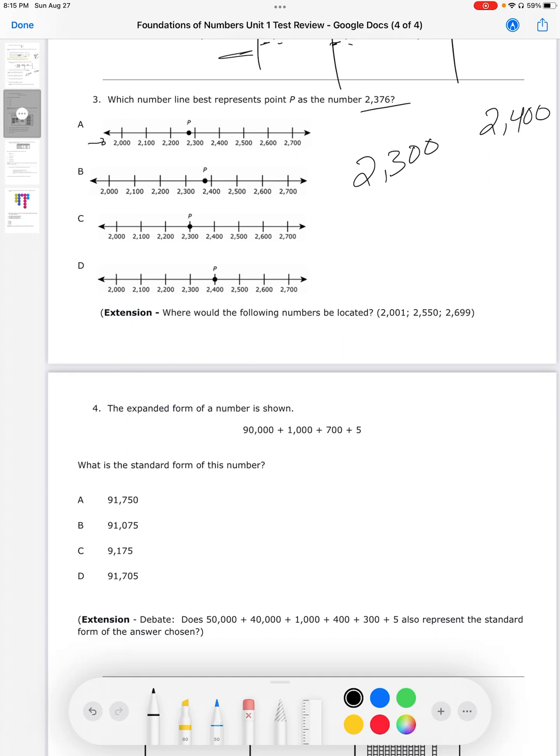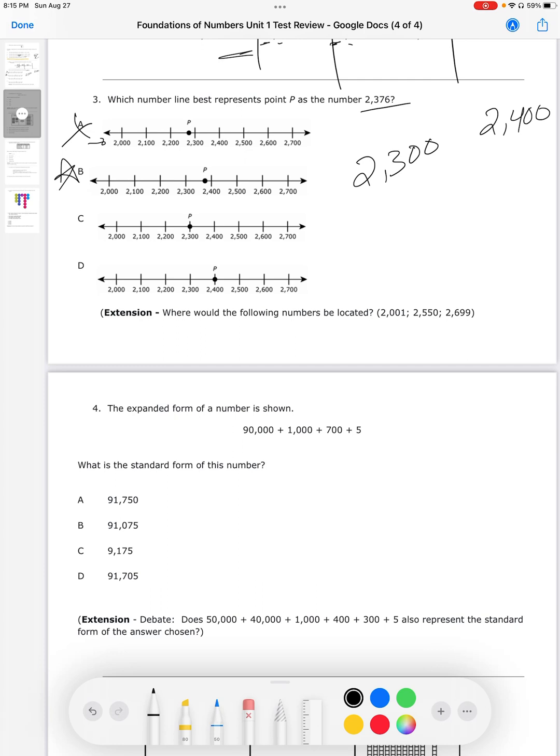That's probably going to be somewhere around the number 2,276, which is not what we need. Looking at B, that looks good. It's closer to the 2,400 than 2,300. These are like little prompts you can give your child. Do you think this number is going to be closer to this number or that number? And why? So I'll put a little star by B.